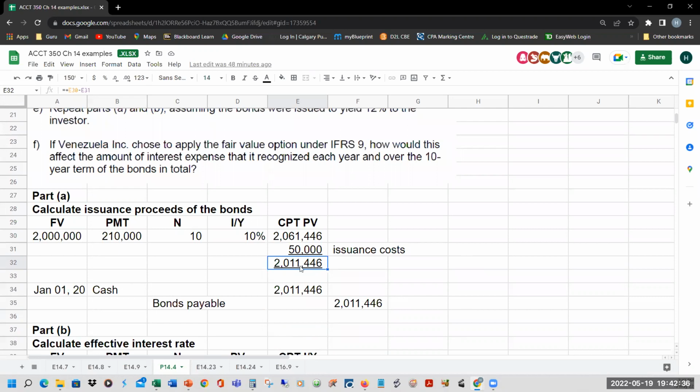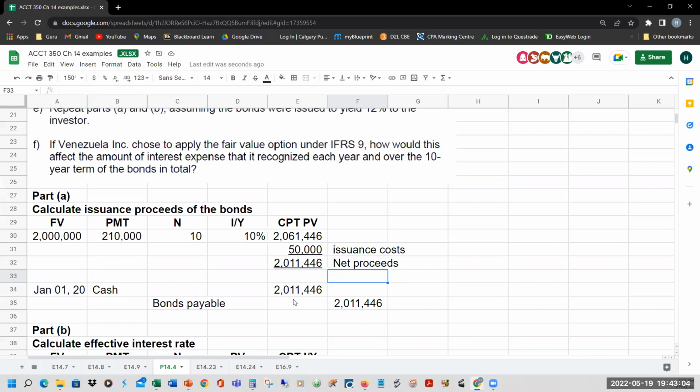Debit the cash for the net proceeds. The $2,011,446 is the net proceeds of issuance. You debit cash for the $2,011,446. Credit the bond payable liability $2,011,446. All right. That's the journal entry to record the issuance. First, calculate what the PV is, and then make sure you subtract any issuance costs from the PV.